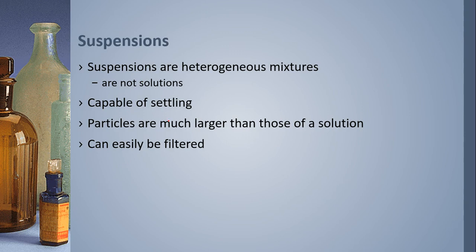The first one that we're going to talk about for just a second is suspensions. Remember that suspensions are capable of settling. They are heterogeneous because you can see the pieces. They have very large particles compared to solutions, and since the particles are so large, they can be easily filtered. Whereas our solutions in the previous lesson were not able to be filtered because the particles are so small that they would all go through a filter.